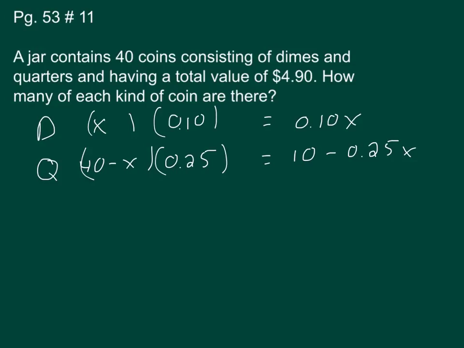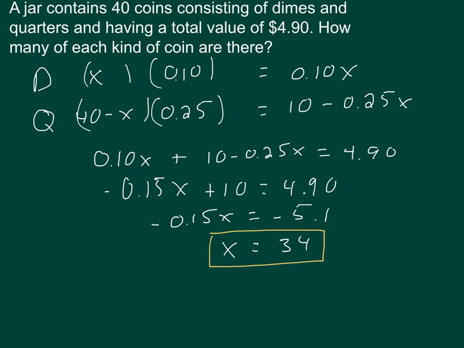From there, I know that those two things need to add up to the $4.90 total. So I take the 0.10X, add it to 10 minus 0.25X, and set that equal to $4.90. And here we go. Let's solve that problem.